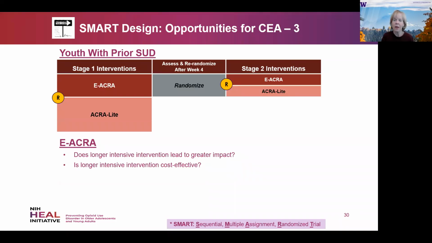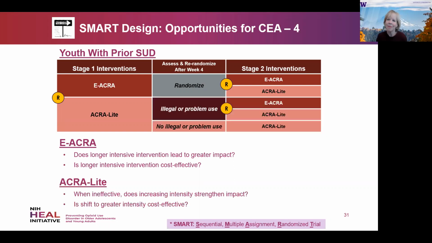After 4 weeks, those young people who have landed in EACRA will be re-randomized. Some will stay in EACRA, others will go to ACRA Light. This allows us to answer the question of whether intensive intervention leads to greater impact. And even if it does, is it cost effective?